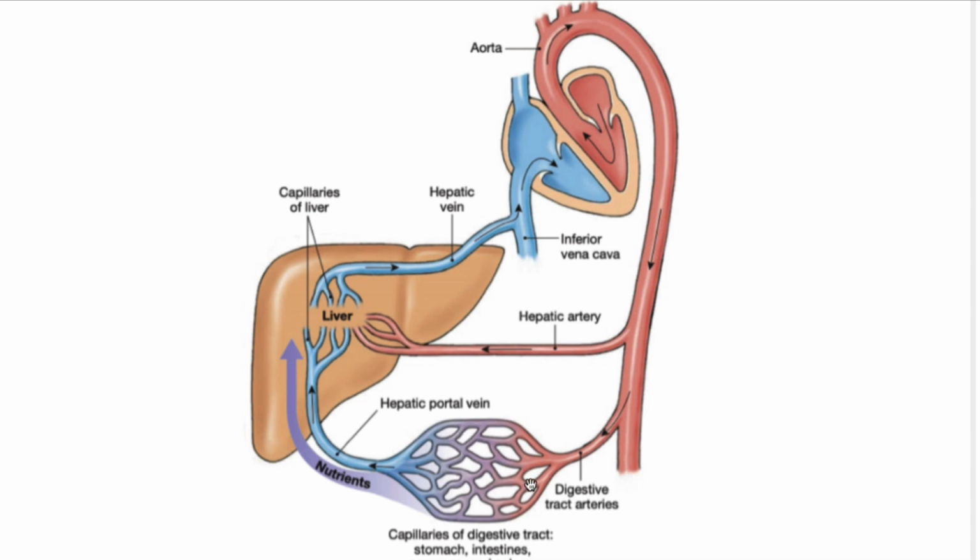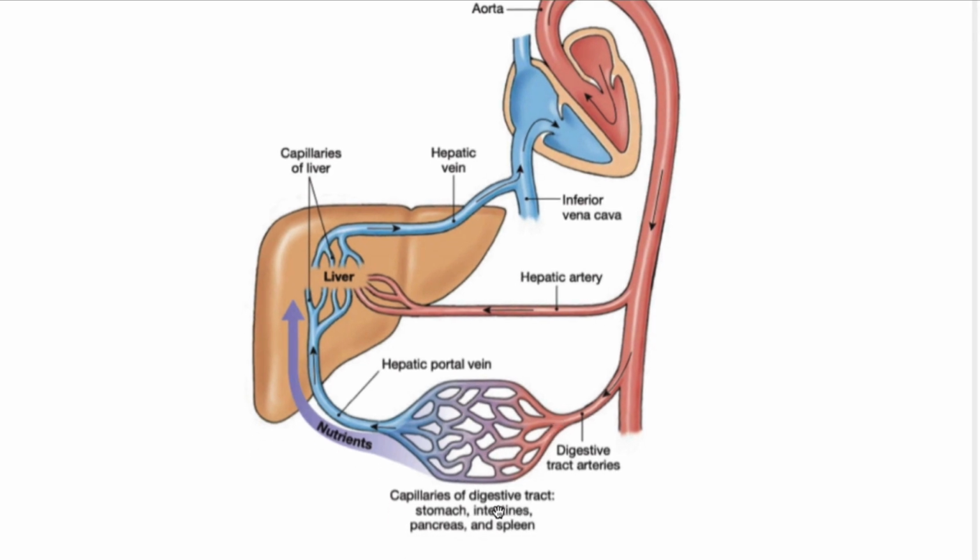So you can see here it says the capillaries of the digestive tract, and not just the intestine, but these other organs as well. So this blood here that's coming through the capillaries is picking up nutrients from the digestive tract. And it's carrying them not back to the heart like most blood goes, but stopping off at the liver first. So here we see this is called the hepatic portal vein.